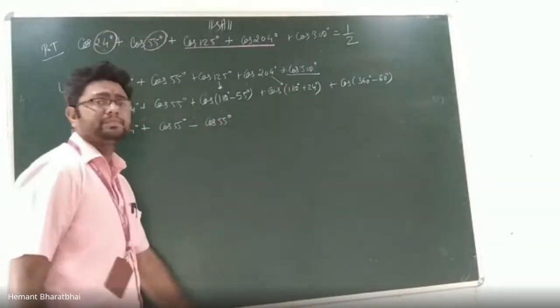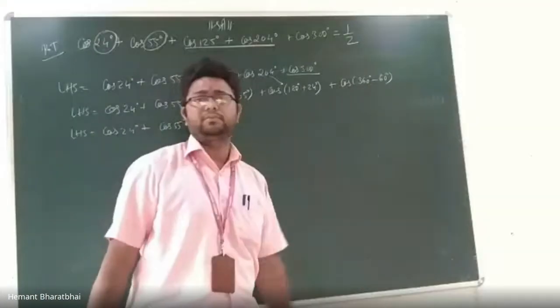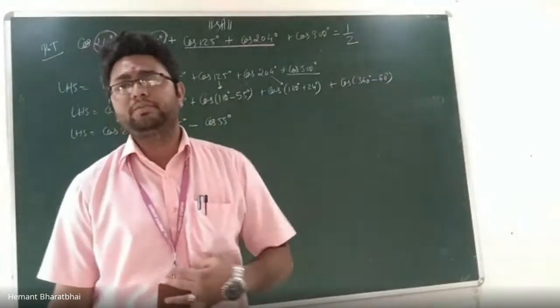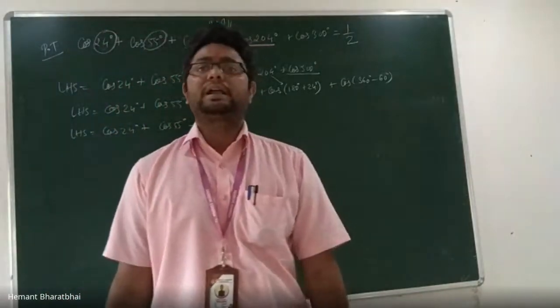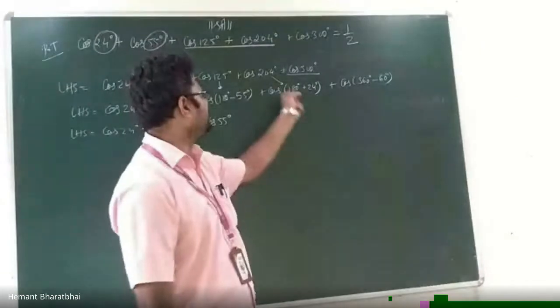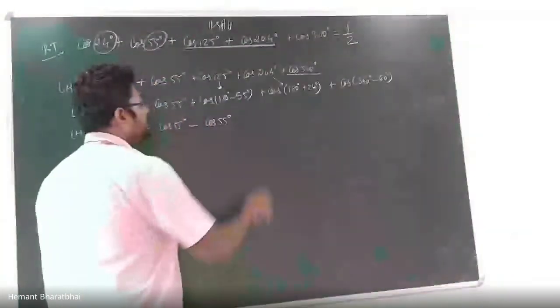Similarly here, cos of 180 plus 24 degrees. So 180 plus 24, I'll reach the third quadrant. In the third quadrant, again tan and cot are positive, and this is cos, so cos will be negative. So again minus.